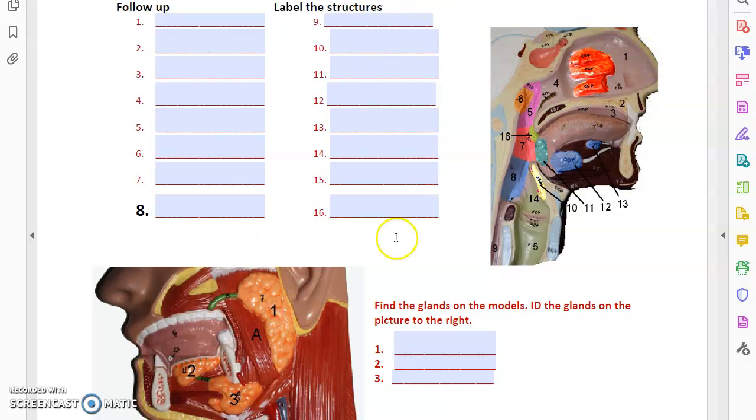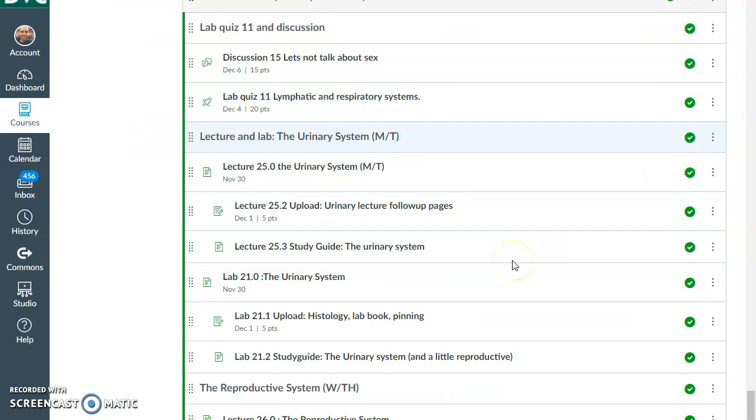So these two pictures might be on the quiz coming up this week on respiratory and lymphatics, because I decided to throw the oral cavity in, since it's just 2 other structures. Lecture and lab are short.